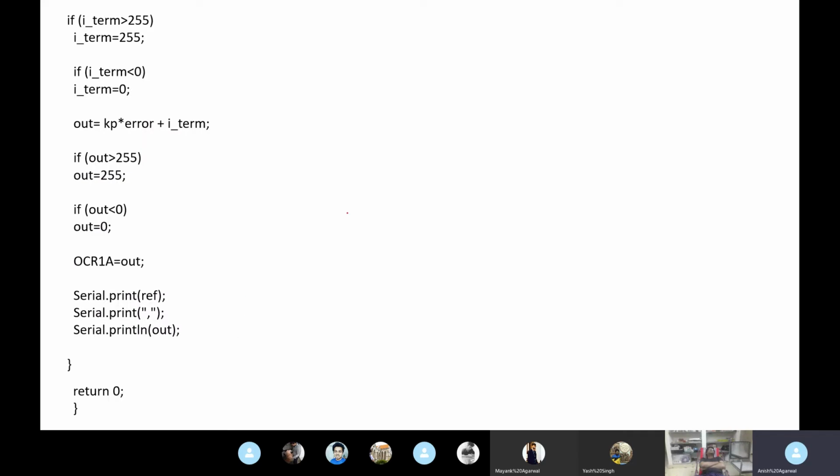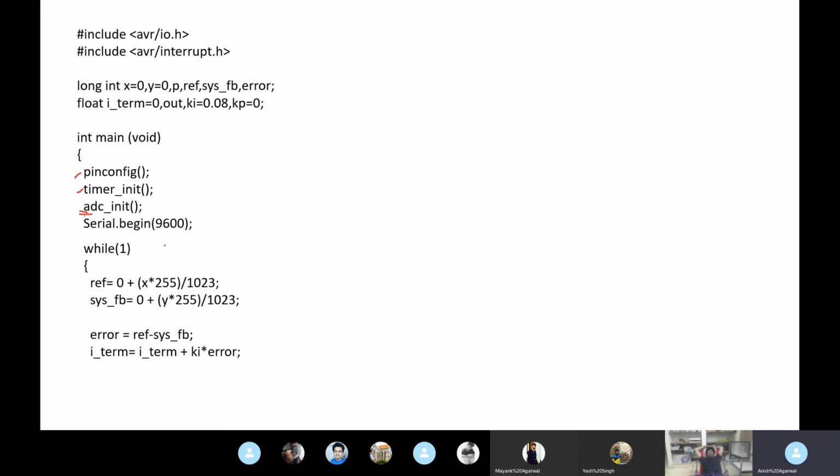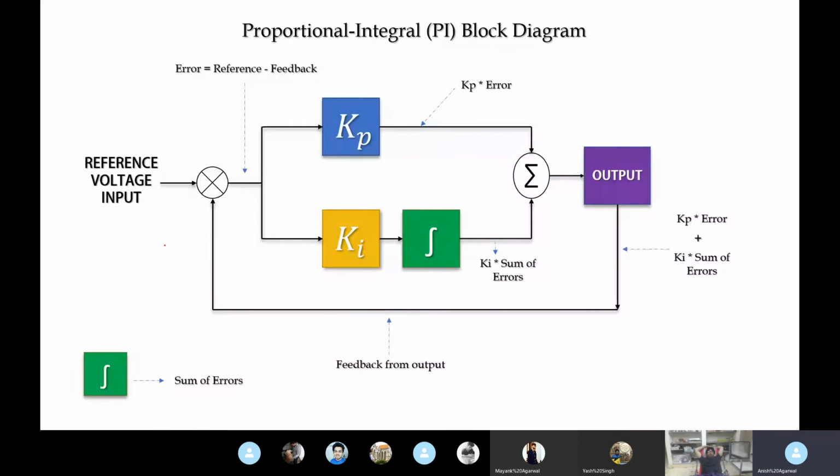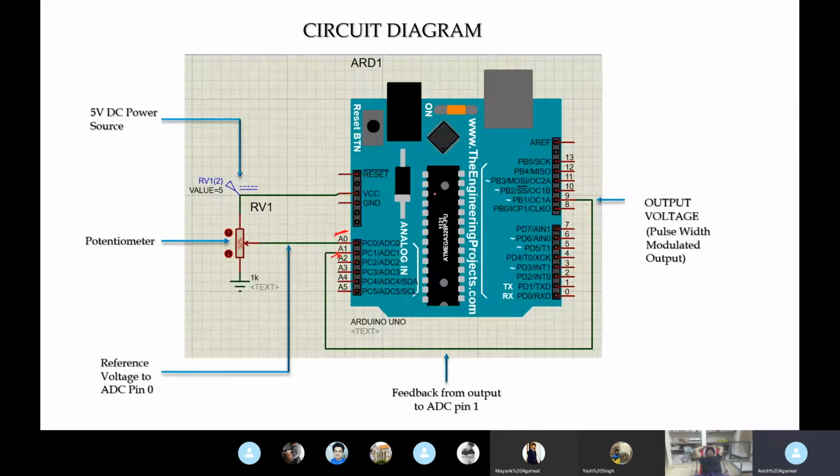After this, we have got the output. These are just the constraints, because the maximum output is 255 and the minimum output is 0. There is no point in keeping error greater than 255 or lower than 0. Coming to output, I have kept Kp into error plus I term, as we explained before in the block diagram itself. It is Kp into error plus the integration term, which is Ki into the sum of all errors.